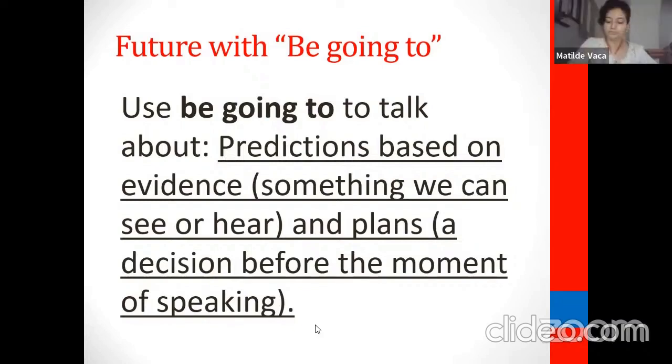That's a plan. Now, what about a prediction? For this prediction, differently to will, you need to mention evidence so that we understand why you are using be going to.